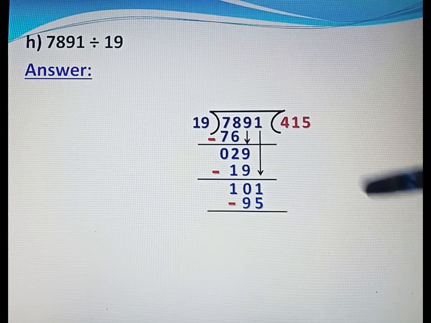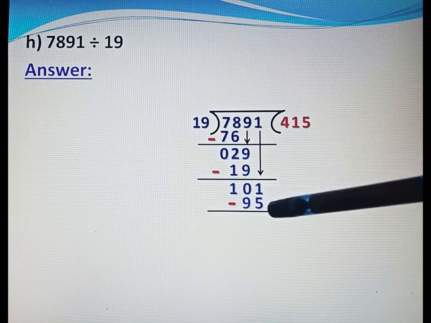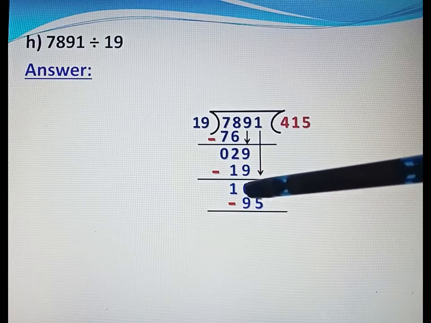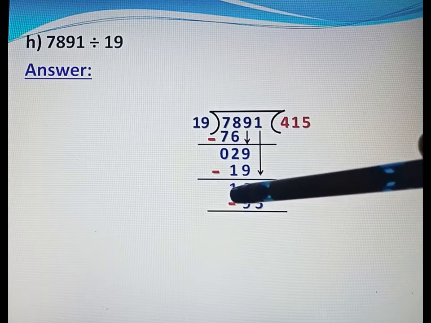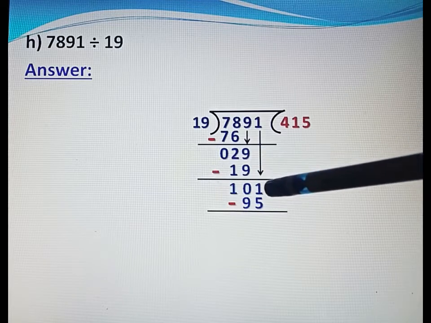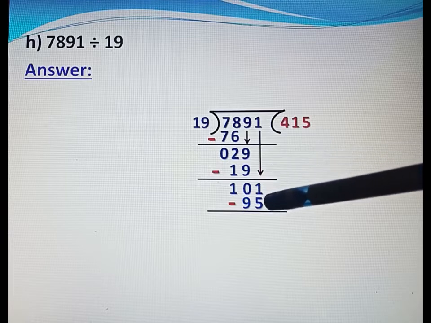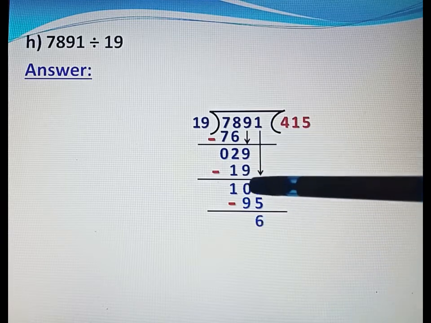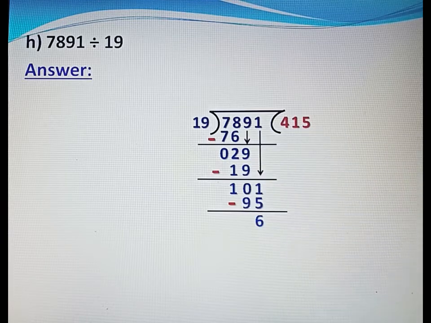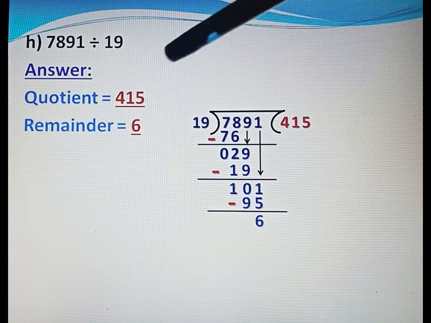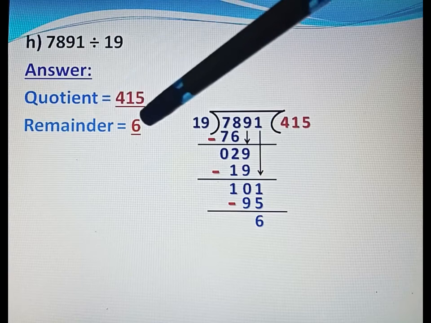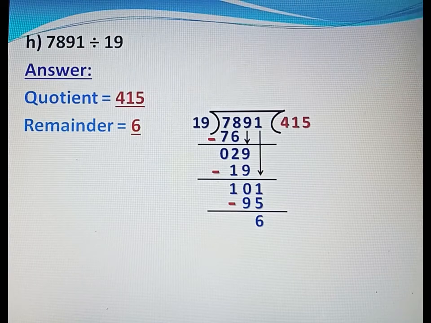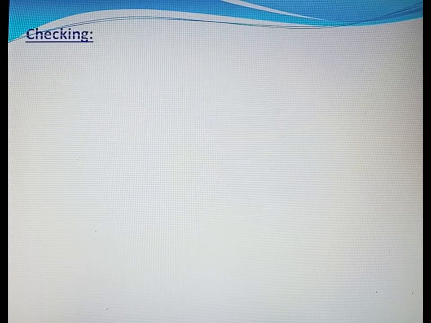You can easily subtract. Here 1 is smaller than 5, so we will borrow from next number, that is 0. We can't borrow from this 0, so we will borrow from next number, that is 1. It will become 0 and this one will become 11. 11 minus 5, 6, and this will become 9. 9 minus 9, 0. Hence quotient equal 415 and remainder equal 6. And then we will check our answer.